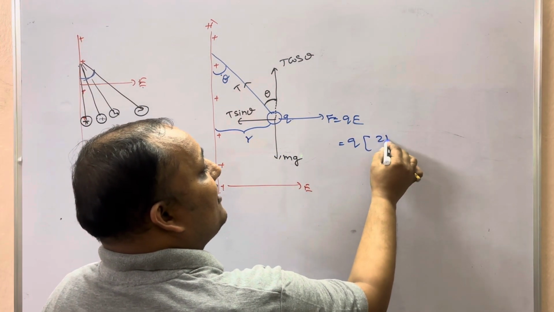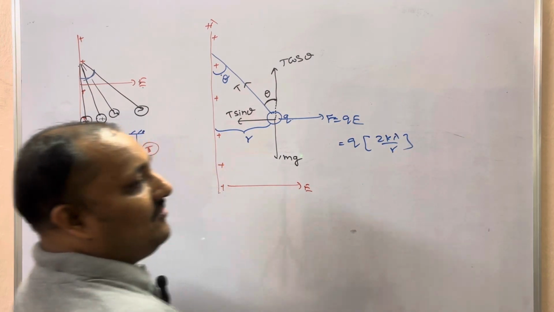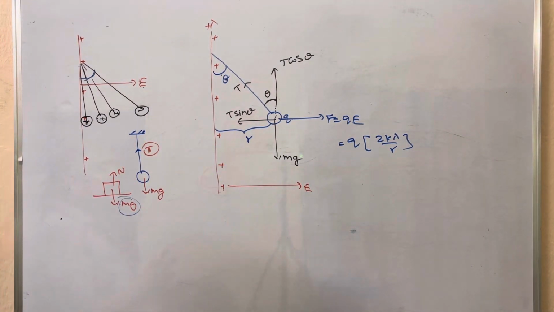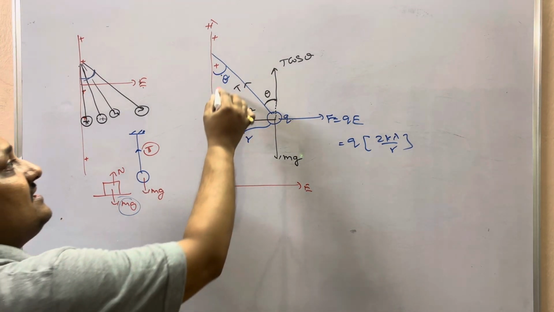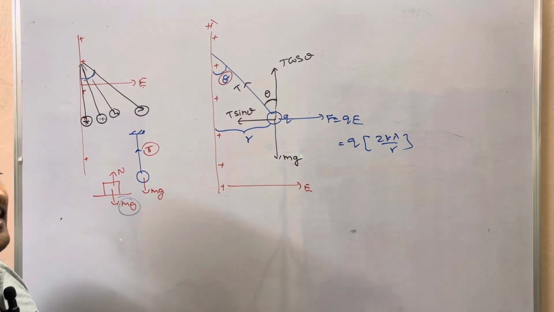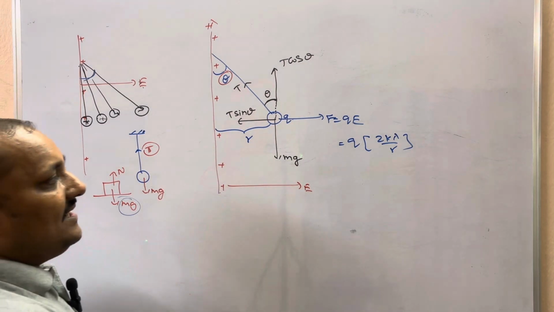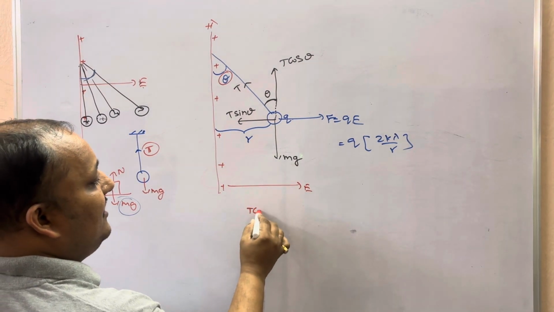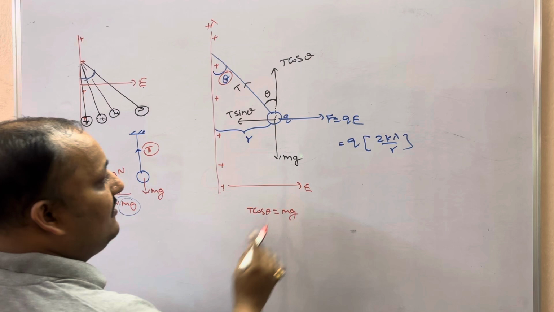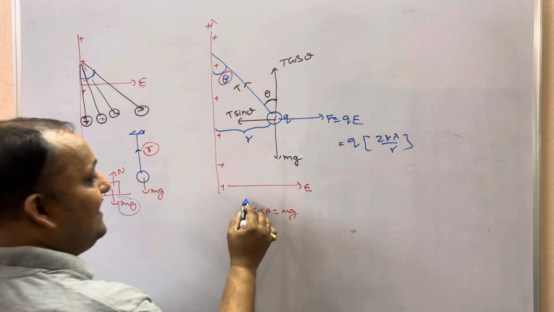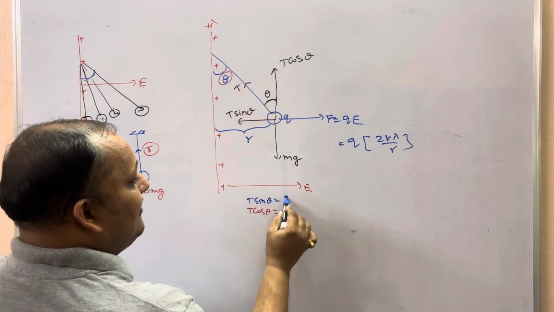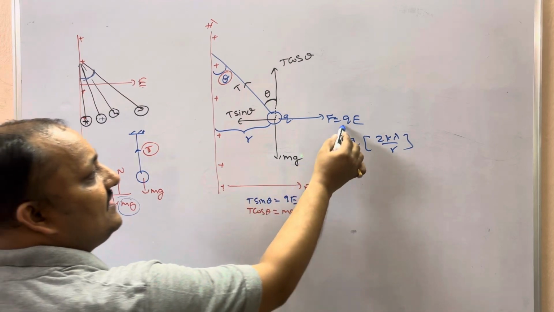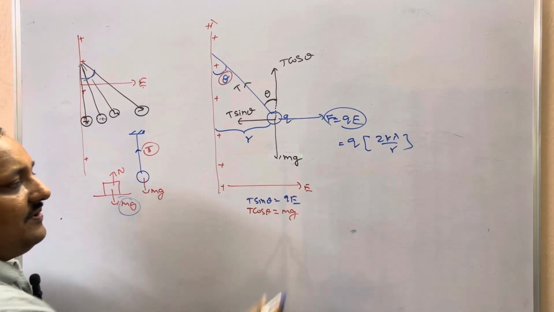See how many formulas we are going to be applying. Known formulas, we are just applying one by one. E is equal to 2k lambda by r. So their question is, what is the theta? You can just balance these equations. T cos theta is equal to mg. T sin theta is equal to QE. For our convenience, I am writing F equal to QE.